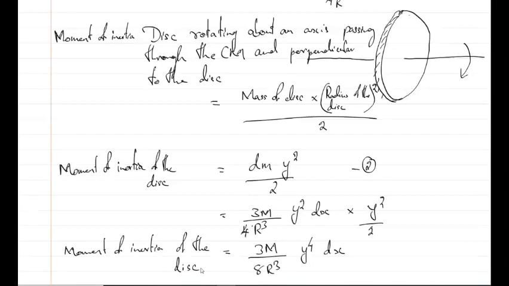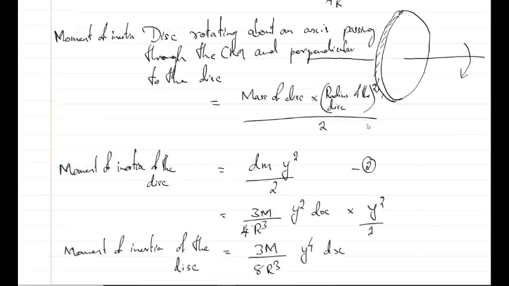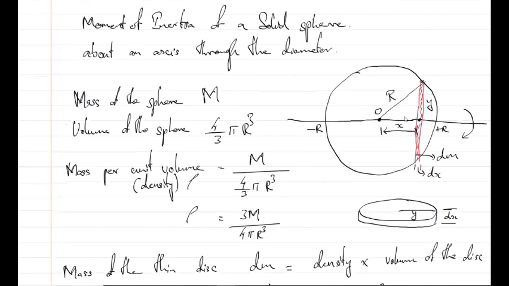You have to integrate it with the limits. Since you measure the distance from the center of mass, we usually take that to be 0. This extreme will be minus r, and this extreme will be plus r. So your x will vary from minus r to plus r. That will be your integration limits. And since y is also a variable, you have to replace your y in terms of x. For that, again, we use this triangle here.